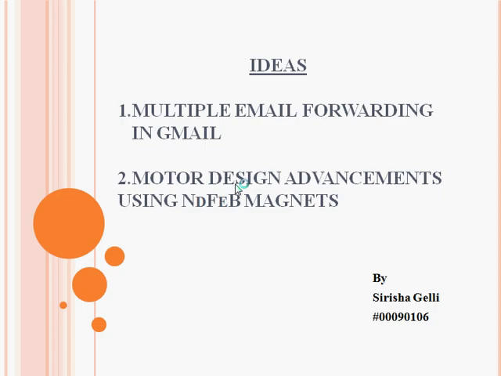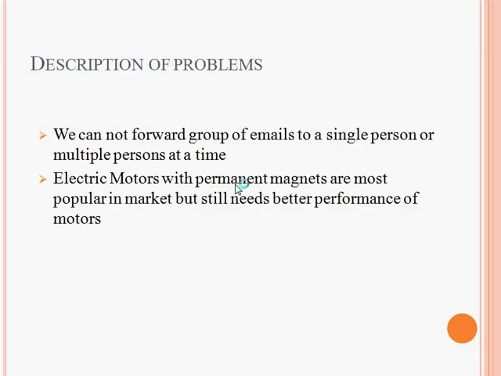The other idea I got is motor design advancement using neodymium iron magnets. Sorry, first I'll explain multiple email forwarding in Gmail, and then I'll go to the second idea. First one, like I told you, multiple email forwarding. It's a problem. If we want to send different emails to one person, we can't send it. That is the problem here.